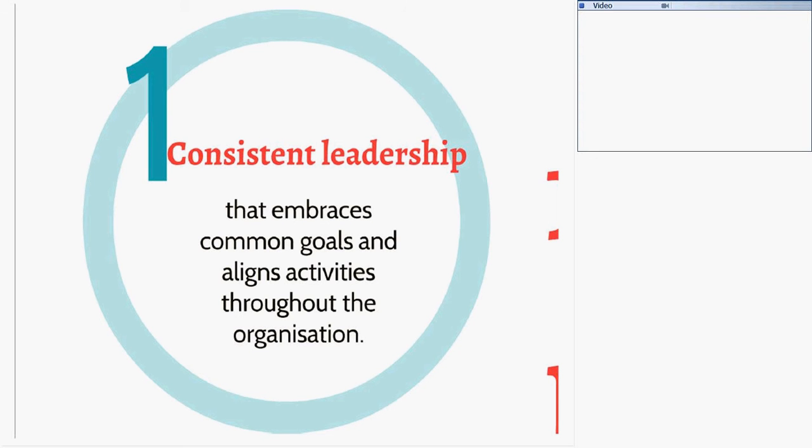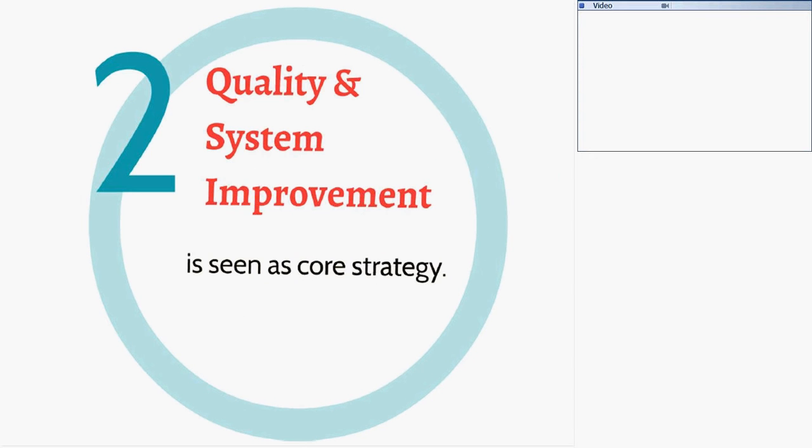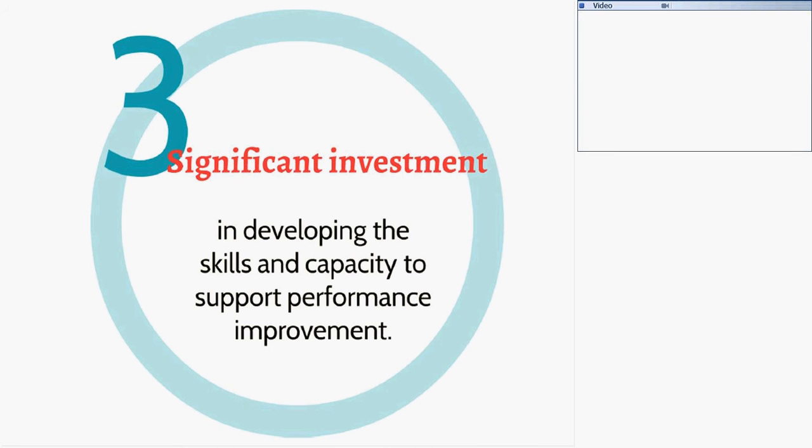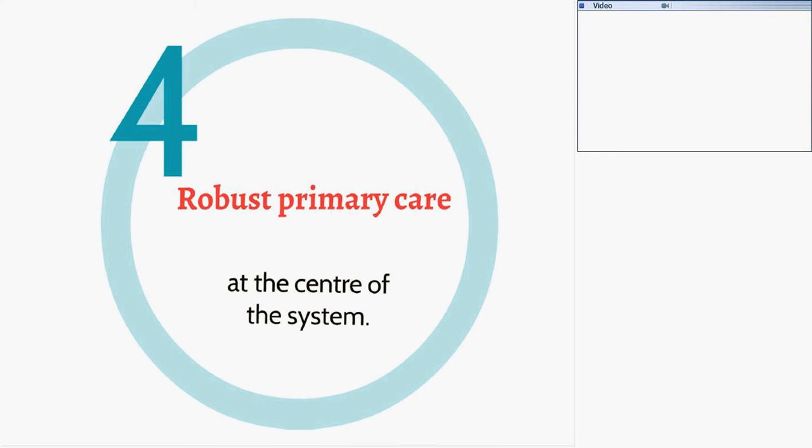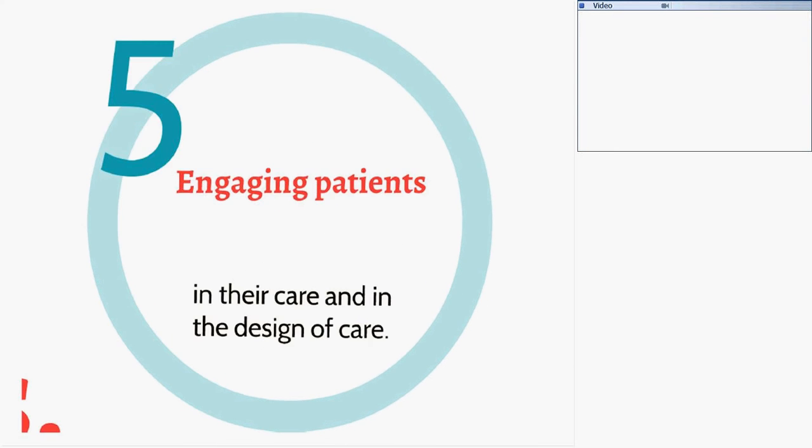One of them was consistent leadership that embraces common goals and aligns activities throughout the organisation. Quality and system improvement is seen as core strategy. Significant investment in developing the skills and capacity to support performance improvement. Robust primary care at the centre of the system.